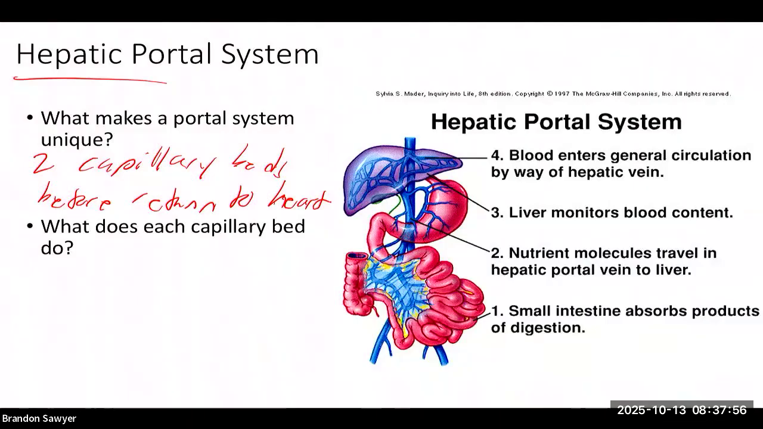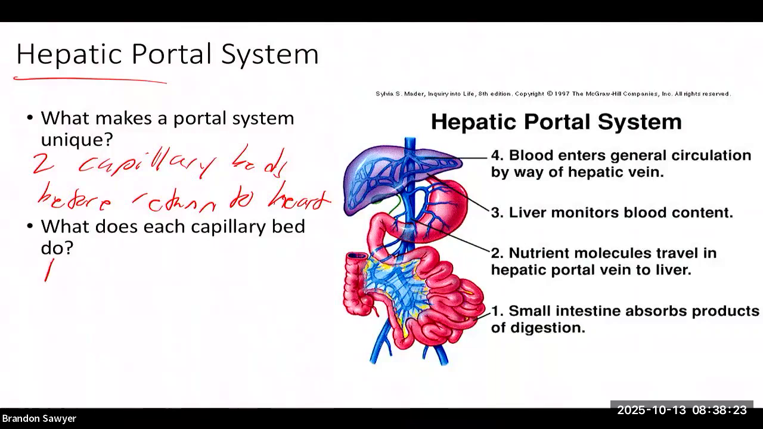Right, so typically we've just got the one capillary bed. We go on the arterial side, capillary, venous side, back to the heart. With the portal system, we've got arterial side, capillary bed, vein, another capillary bed, venous system, back to the heart. Okay, so that means that second capillary bed typically will have a unique function. It doesn't typically have the same function of delivering oxygen.